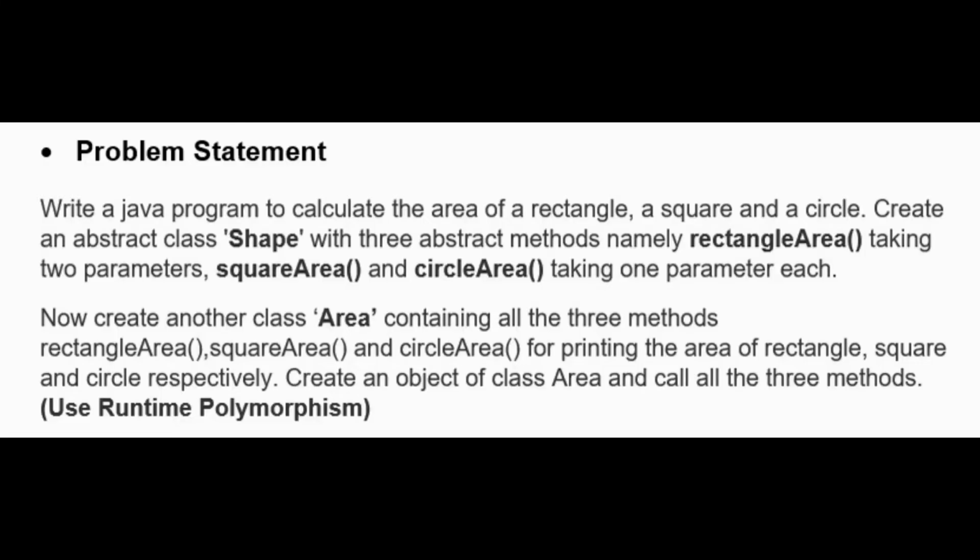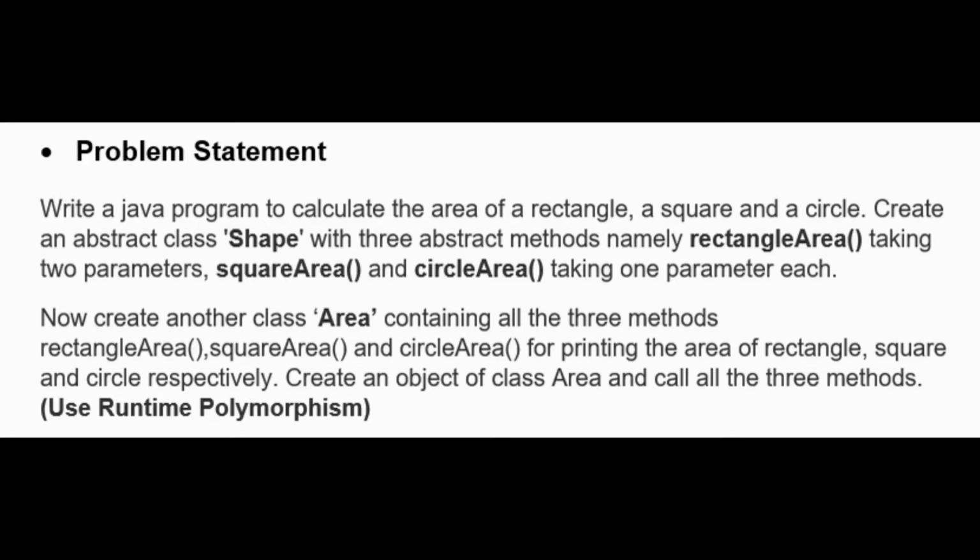So this is the problem statement number 13, or experiment number 13, and it says write a Java program to calculate the area of the rectangle, a square and a circle. Create an abstract class Shape with three abstract methods: rectangle area taking two parameters, square area and circle area taking one parameter each.